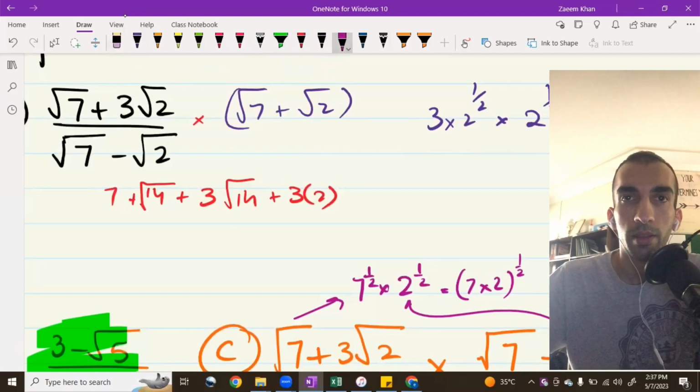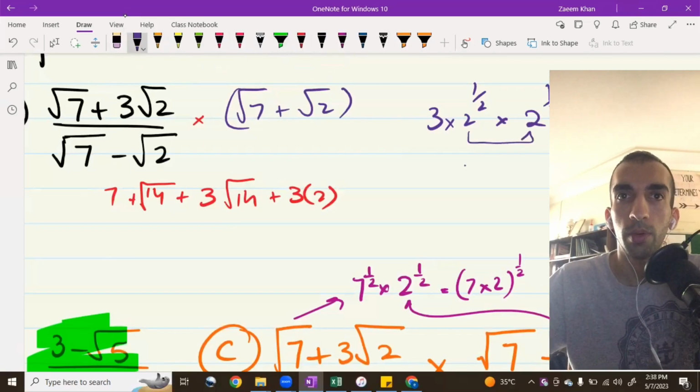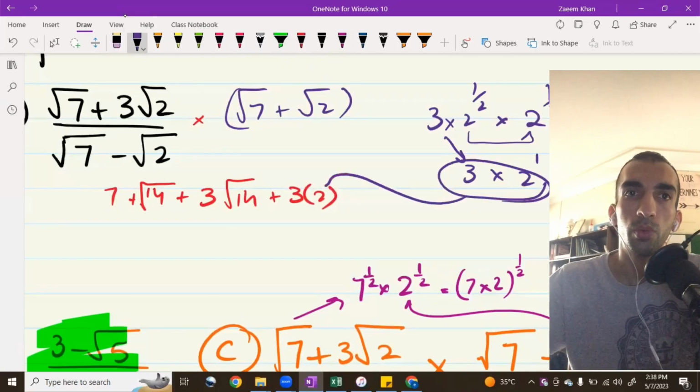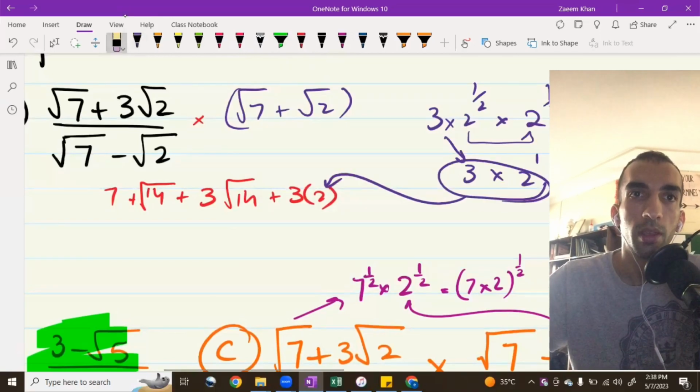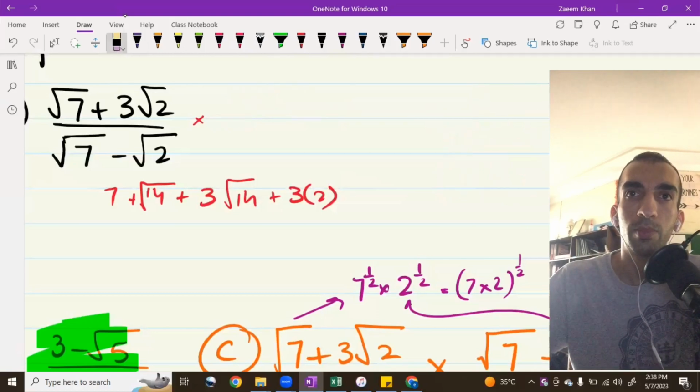When the bases are same, what do we do? We add the powers. So 3 comes down as it is. 2 raised to the power of 1. That gives us 3 into 2. And that is exactly what I've written over there. Now that we know our numerator is correct, if you were to apply the same thing on the denominator, can you help me solve that?